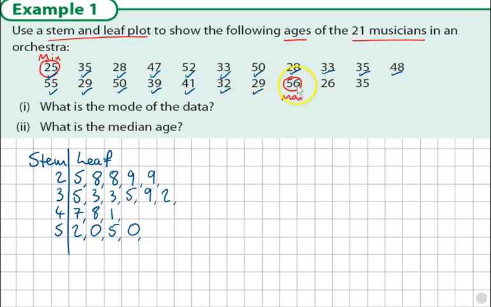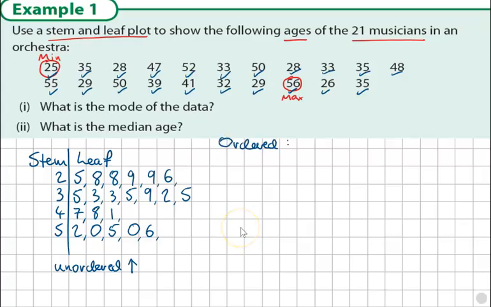Next we have 56. Put a 6 to the right of the 5. That 6 represents 56, tick it off. Then we have 26. So we put a 6 to the right of the 2. That 6 represents 26, tick it off. And finally, we have 35. Put a 5 to the right of the 3. That 5 represents 35 and tick it off. Now it's important to note that this is an unordered stem and leaf diagram. We now have to order it.